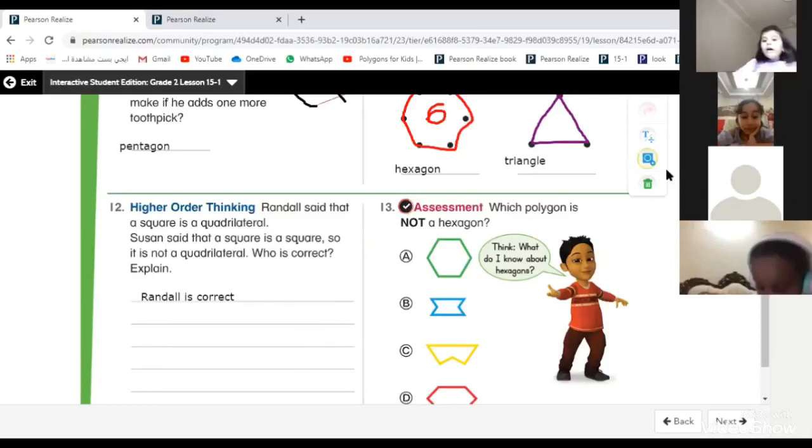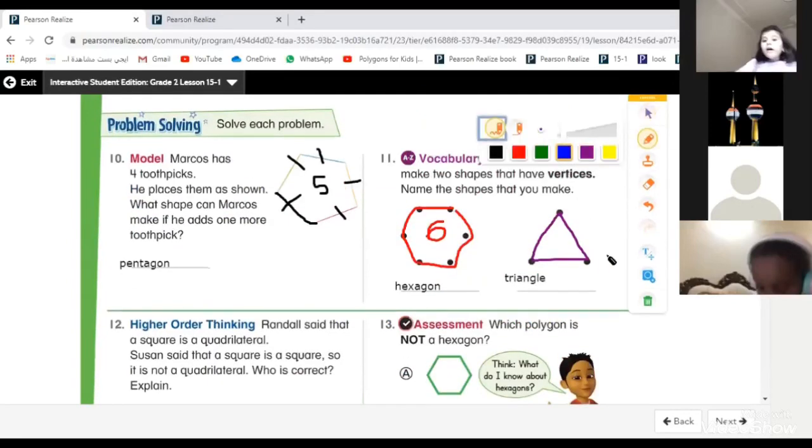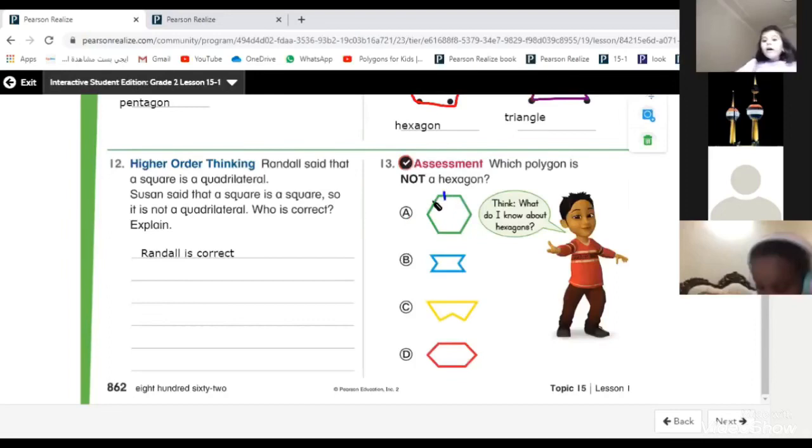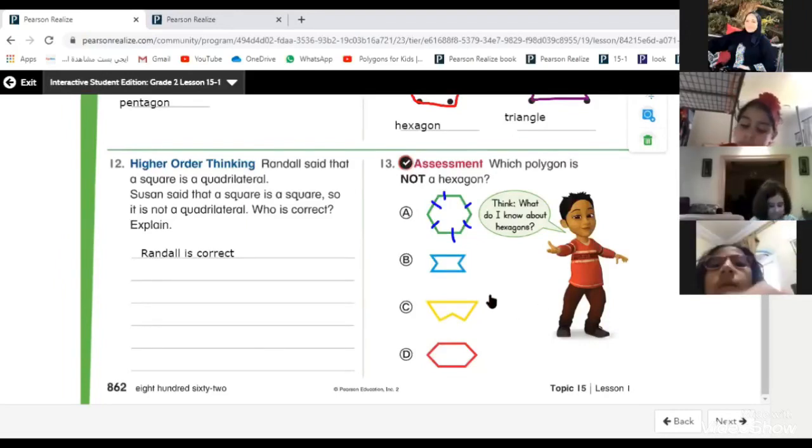Okay. Now, Rajai, the last question. Which polygon is not a hexagon? Think and write. Let us count together. Number 8. 1, 2, 3, 4, 5, 6. Do you think it is hexagon or not hexagon? B. Answer my question. It is hexagon or no? Yes, hexagon. Let us count. 1, 2, 3, 4, 5, 6.